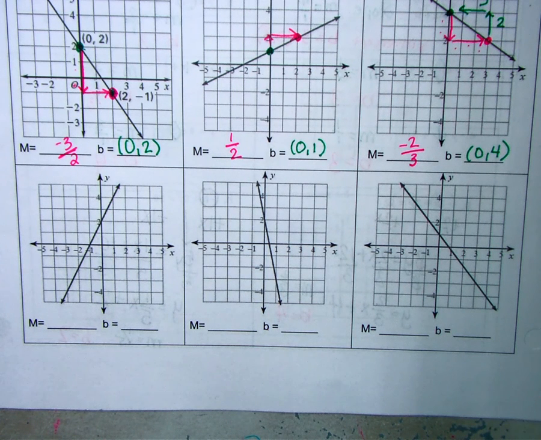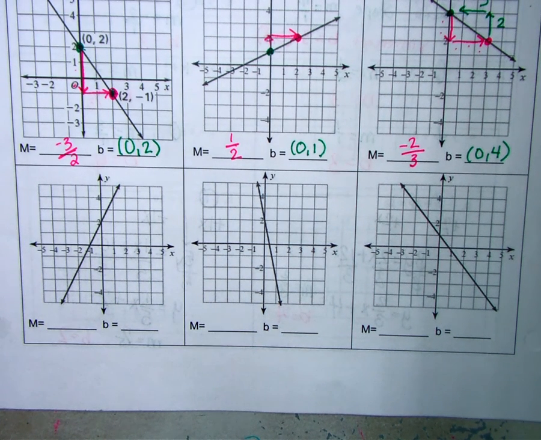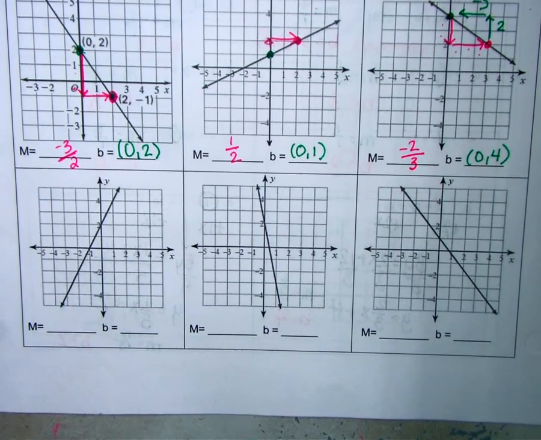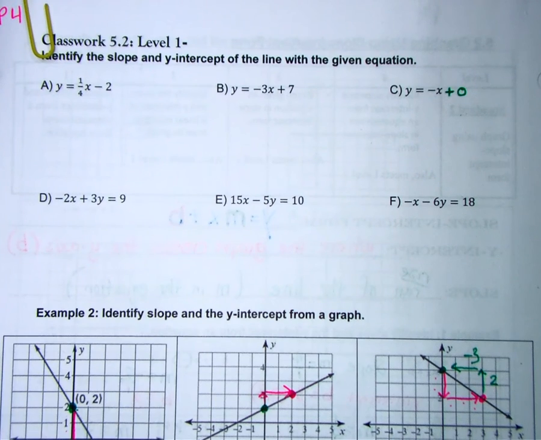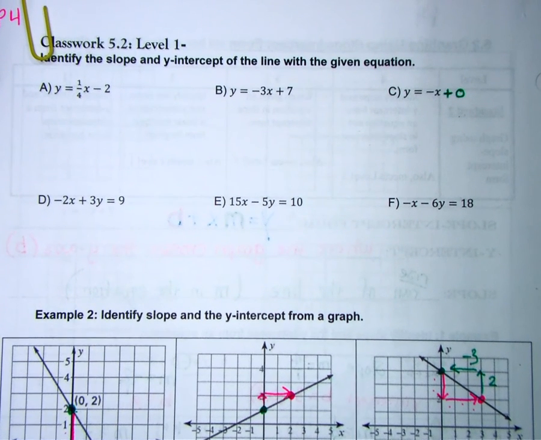Okay, here we go. So we're using the bottom. This is page 8 to start. Let me show you the top of it so we make sure we're all on the right page. It says classwork 5.2 level 1. It's 5.2 because we're on our second standard.